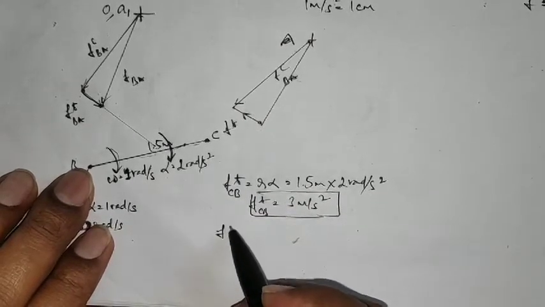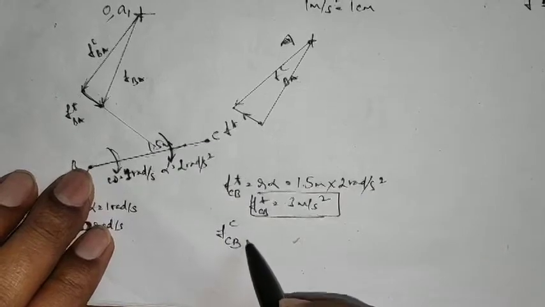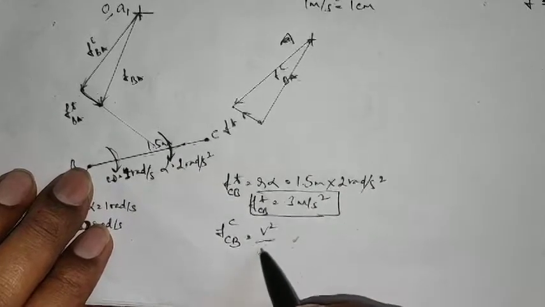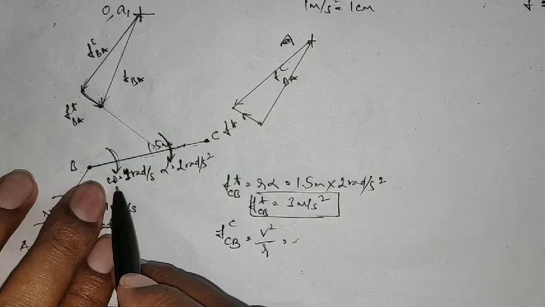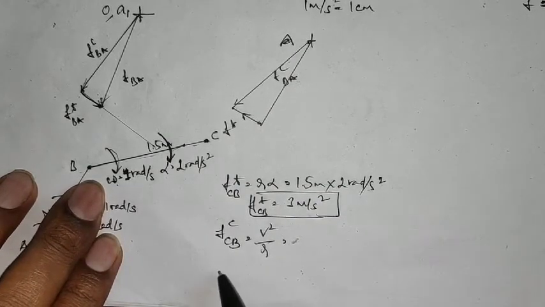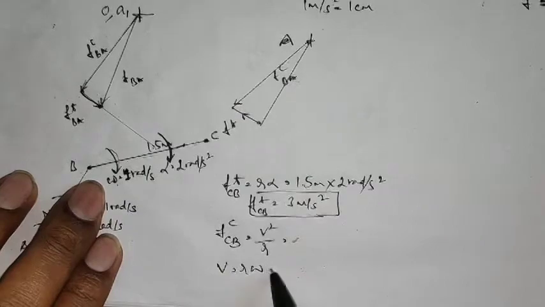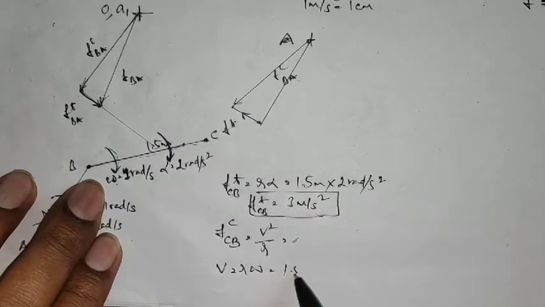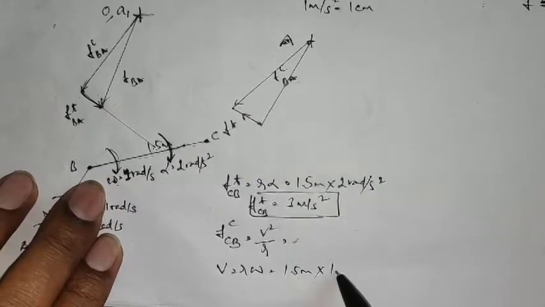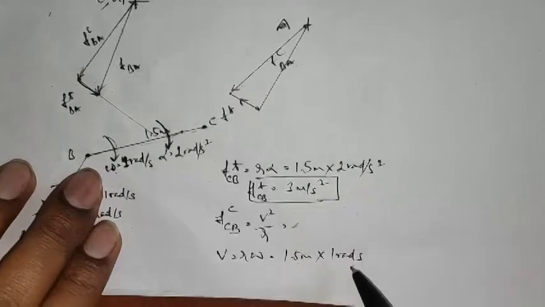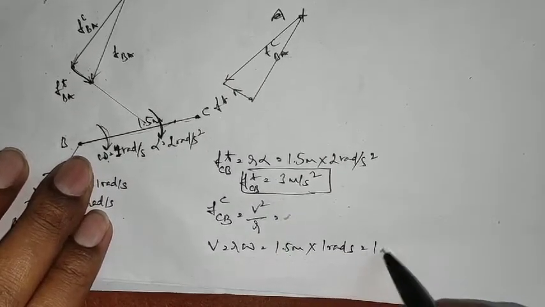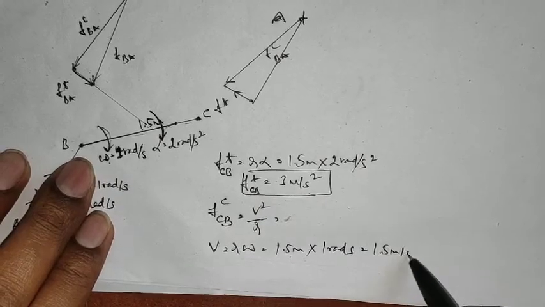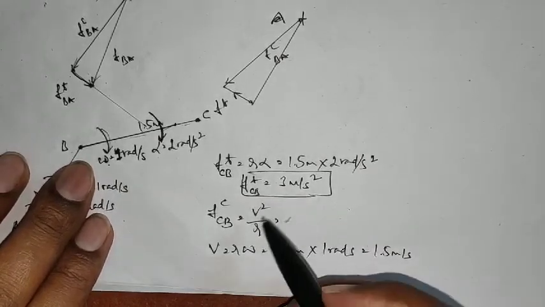Similarly, the centripetal acceleration of C with respect to B is V square by R, where V is omega into R. So let us find out V first. R into omega, so R is 1.5 meter and omega is 1 radian per second. So we get the answer as 1.5 meter per second. So let us substitute this.